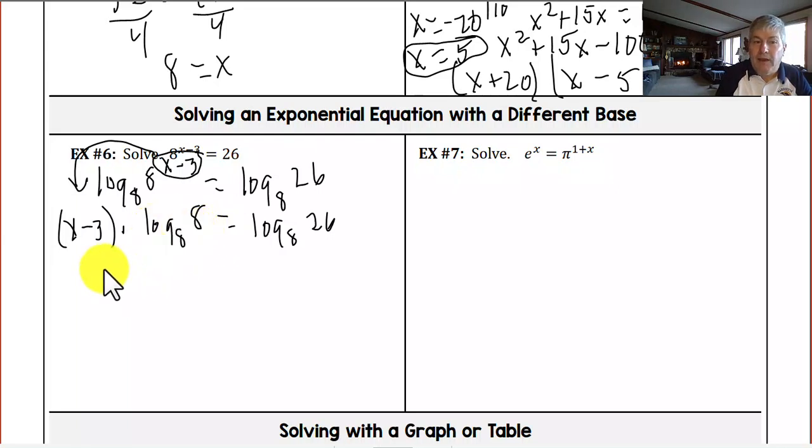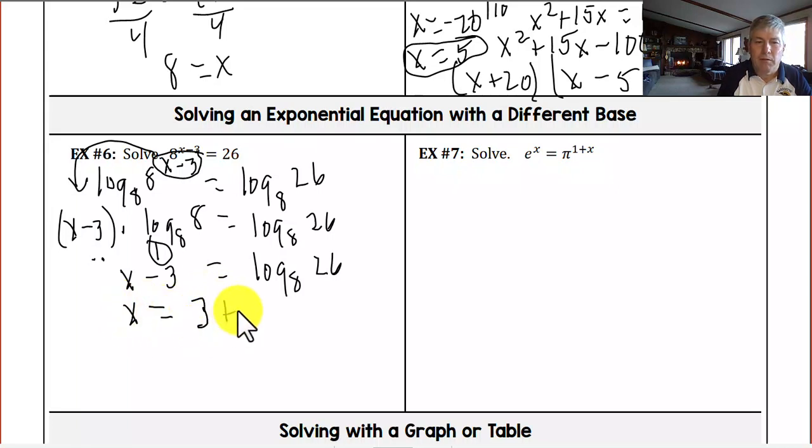Well, log base 8 of 8 is 1, so now I just have x minus 3 equals log base 8 of 26. I can't do that in my head. I can add 3 to both sides, and I get x equals 3 plus log base 8 of 26. So this would be my exact answer.